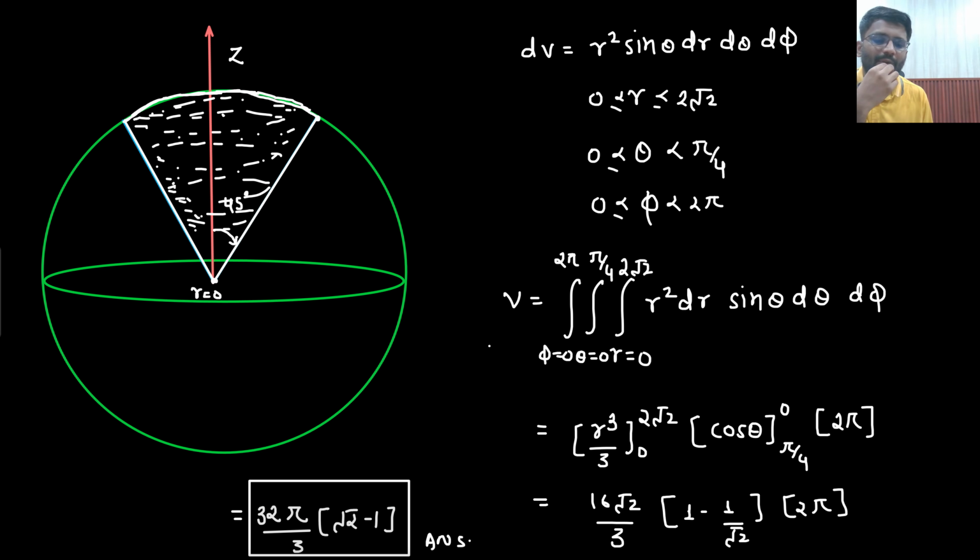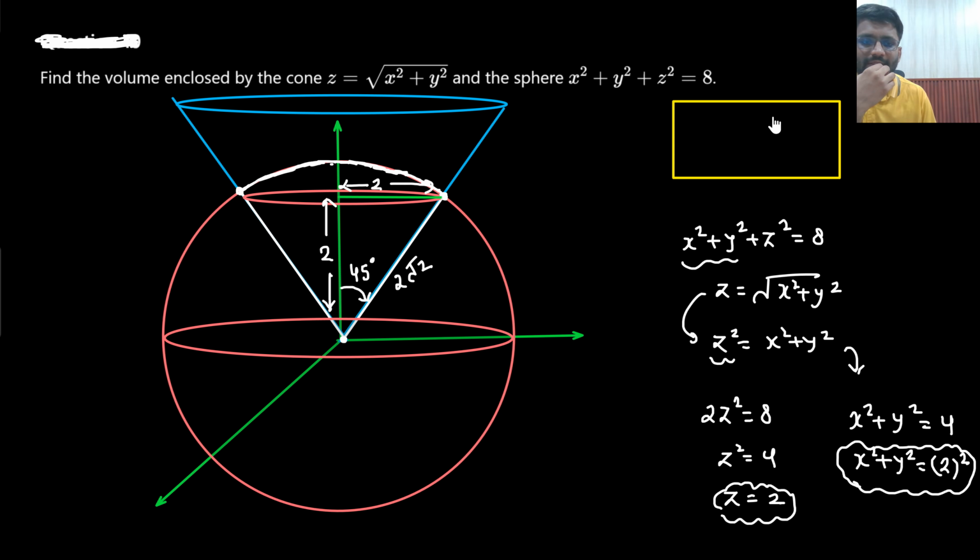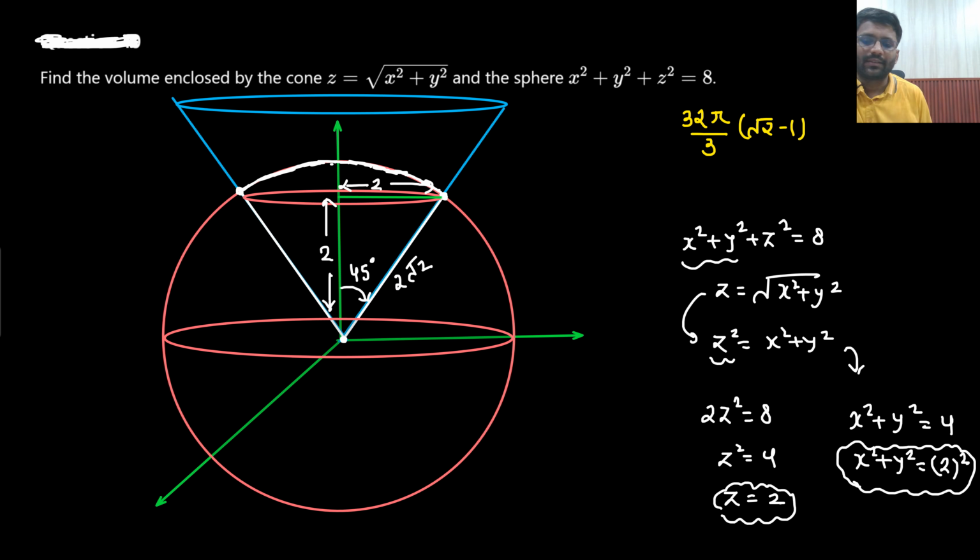(32 pi by 3 under root 2 minus 1). Hopefully this is correct. Yes, correct. Okay. So did you understand this question? Did you understand what kind of question it was? If these kinds of questions are asked in the examination hall, then you will have a very good advantage. I hope you are able to understand these kinds of problems.